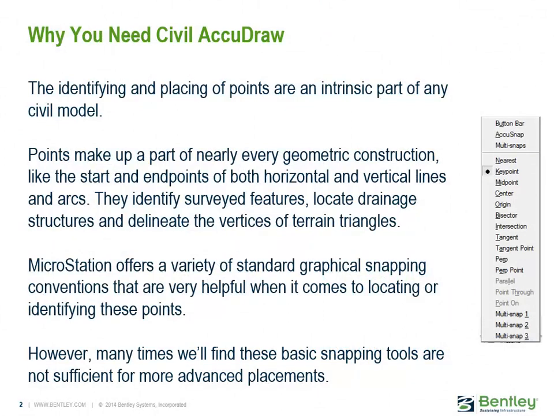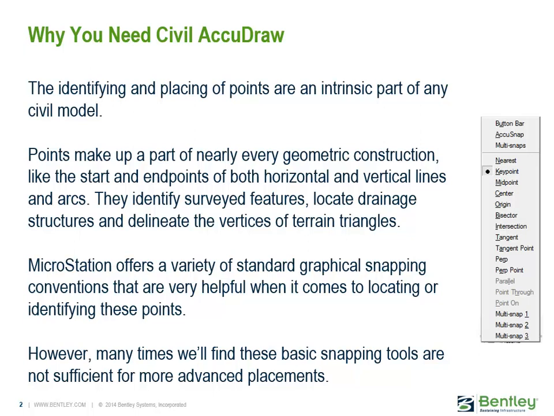Now, as we all know, the identifying and placing of points are an intrinsic part of any civil model. When you think about it, points make up a part, or at least a part, of nearly every geometric construction. For example, the start and end points of both horizontal and vertical lines and arcs. They identify survey features. They locate drainage structures. They delineate the vertices of terrain triangles. And MicroStation offers a variety of standard graphical snapping conventions that can be very helpful and very useful when it comes to locating or identifying these points.